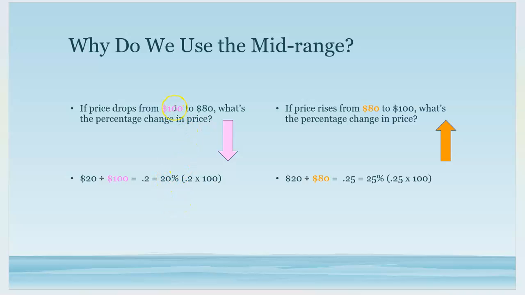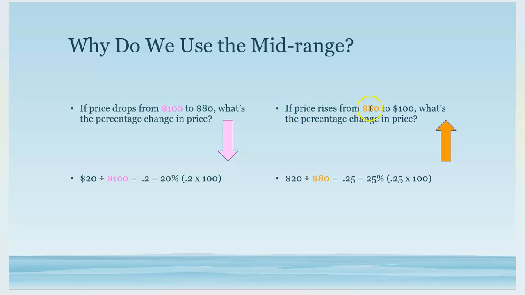Because we started with what price? 100. So the difference between the 100 and the 80 is $20. We take the difference, 20 divided by the original price of 100, which gives you a 20% change. So on the way down from 100 to 80, the percentage is 20%. On the way up, it is not 20%.